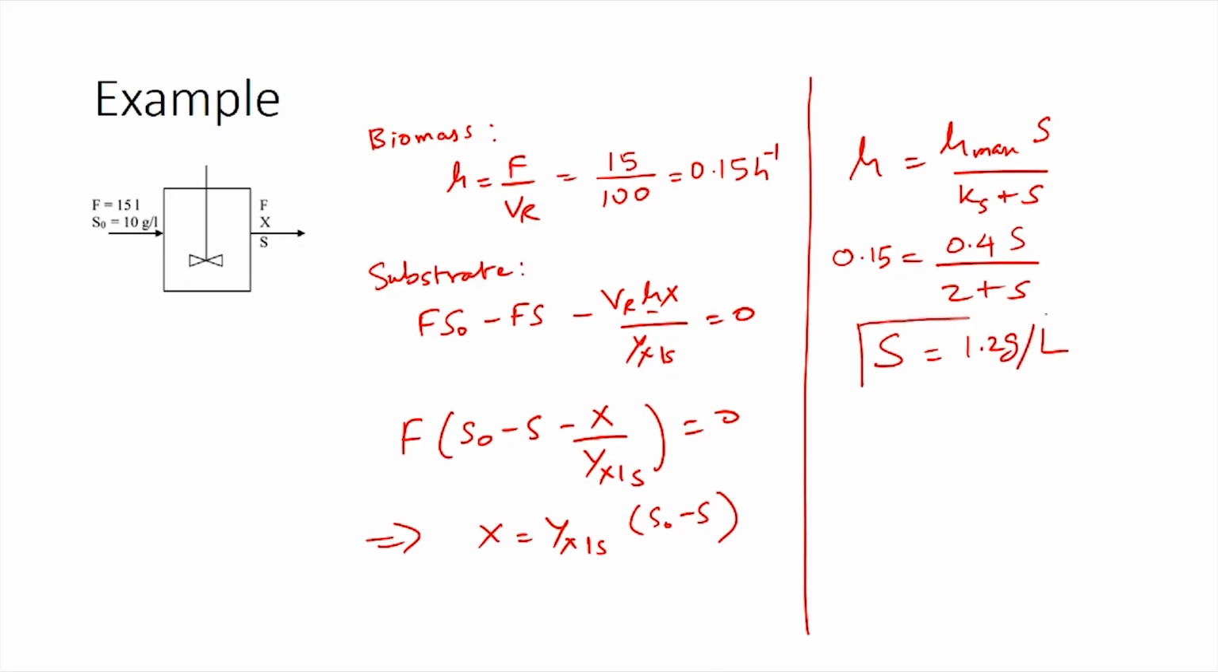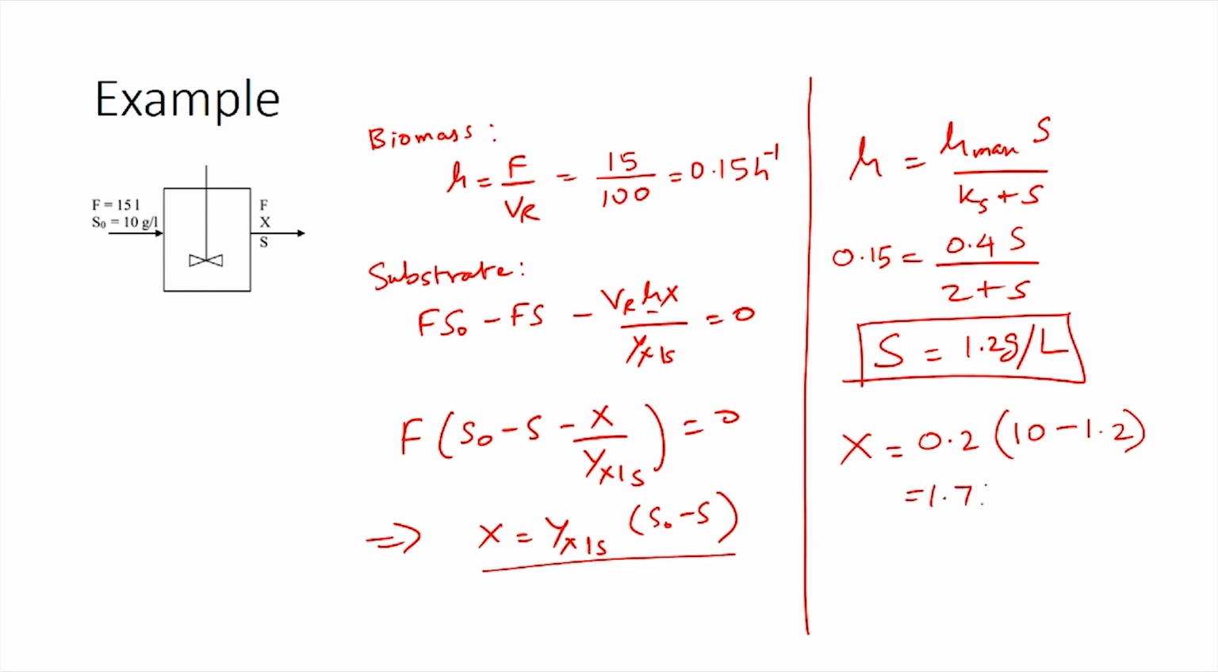Now that we know the outlet substrate concentration, we can substitute it back into the equation for X to calculate the biomass concentration in the outlet stream, which would be Yxs, which is 0.2, times inlet substrate concentration 10 grams per liter minus outlet substrate concentration 1.2 grams per liter, giving us 1.76 grams per liter. So, the outlet biomass concentration is 1.76 grams per liter.